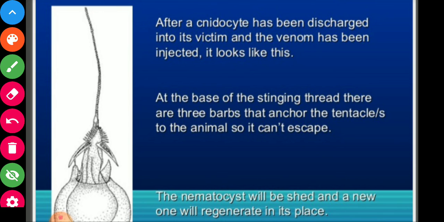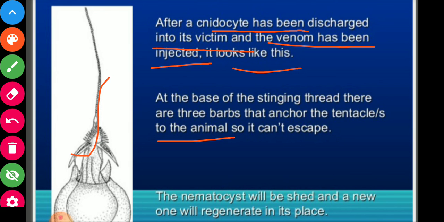After a cnidocyte has been discharged and the venom has been injected, it looks like this. This is the discharged cnidocyte. At the base of the stinging thread, there are three barbs that anchor the tentacles to the animal so it cannot escape.